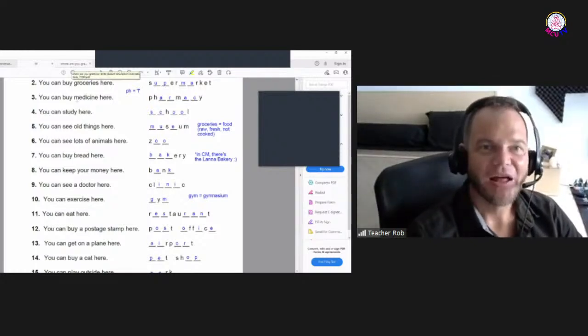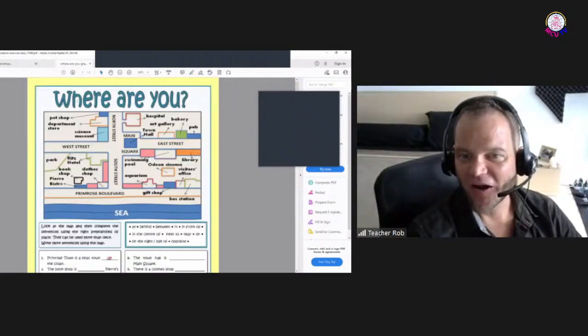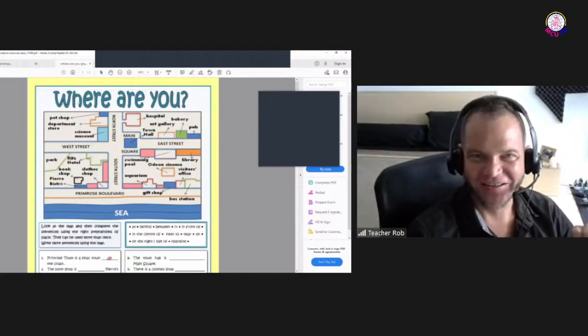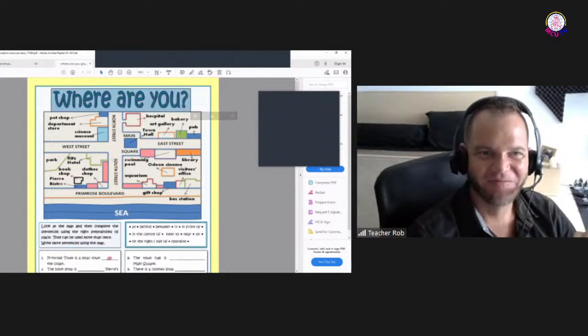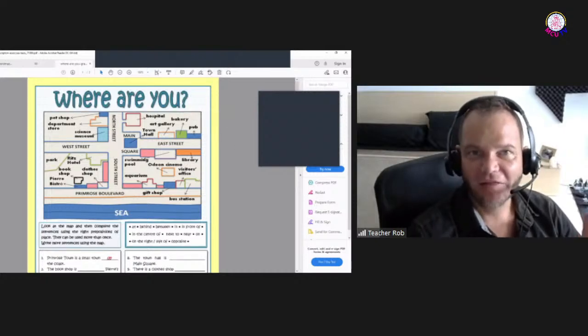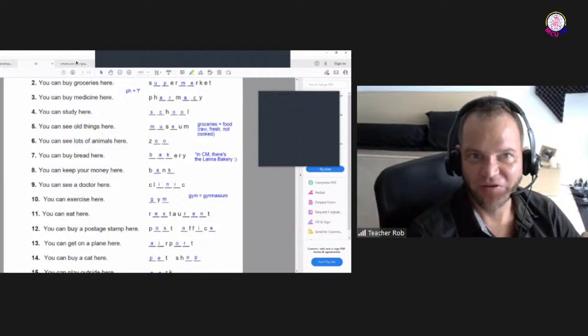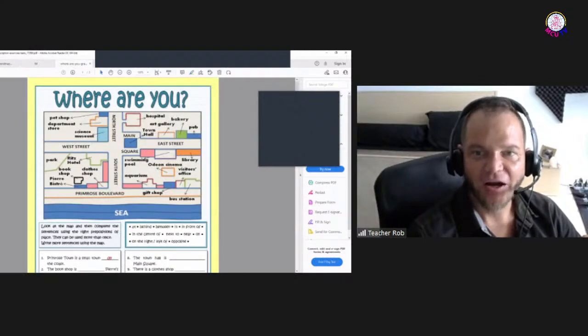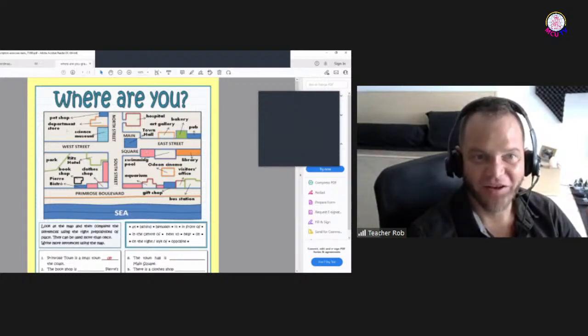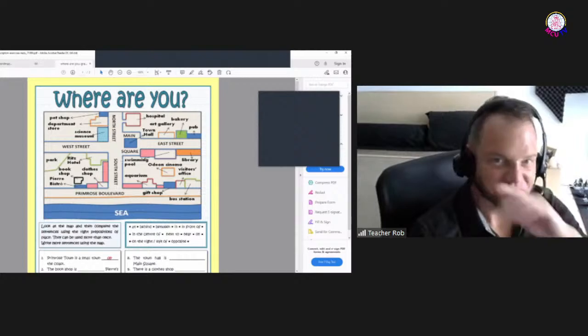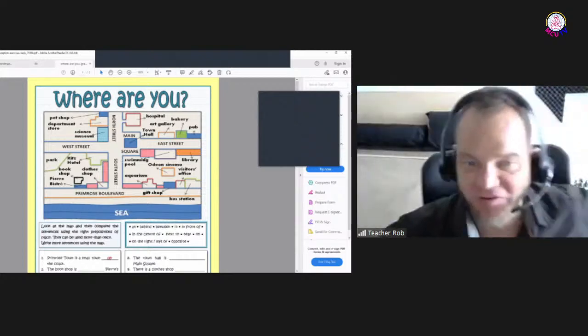Now we're going to look at a little bit of maps and directions. One of my favorite things to study. So this is called Where Are You? A lot of things we just saw in this exercise, we see on this map, like the bakery, library, things like that. But there's a lot of new ones. We have things like a department store, aquarium, swimming pool, cinema. So we're adding a bunch more things to the town.